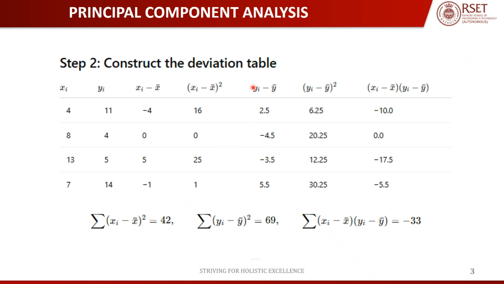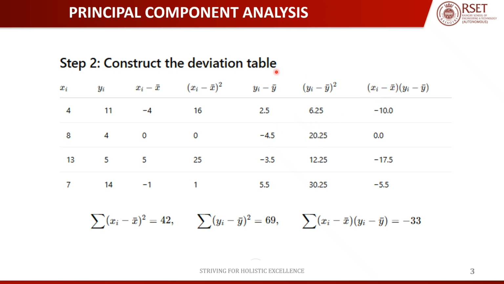Okay, similarly you calculate yi minus y bar. Y bar was 8.5, so 11 minus 8.5 is 2.5, and similarly 4 minus 8.5, calculate all the values, and then you take yi minus y bar, all squared, taking the square of these terms.